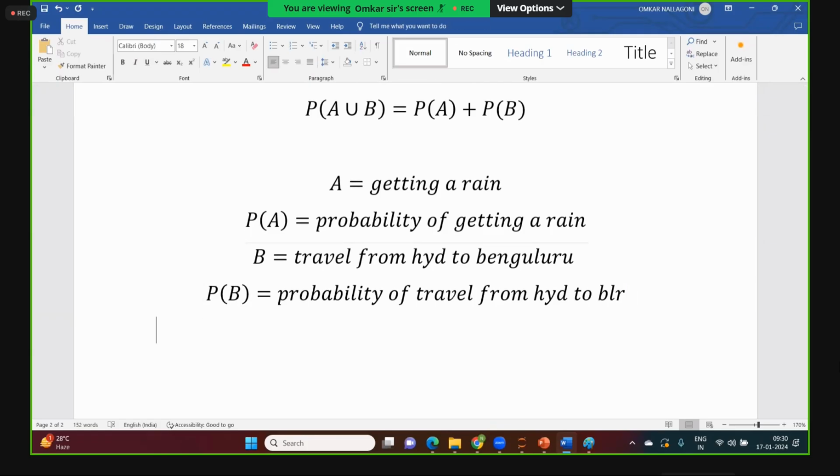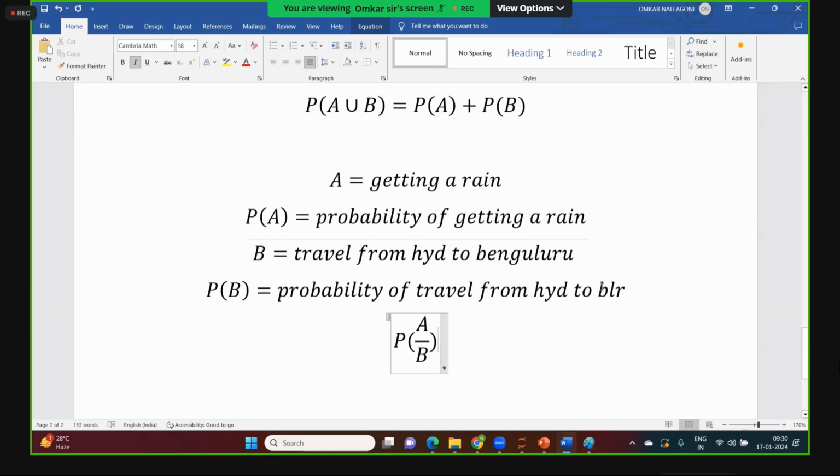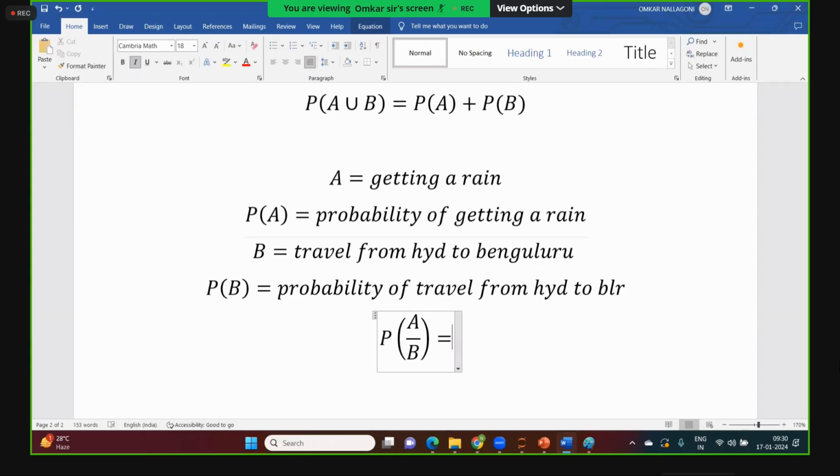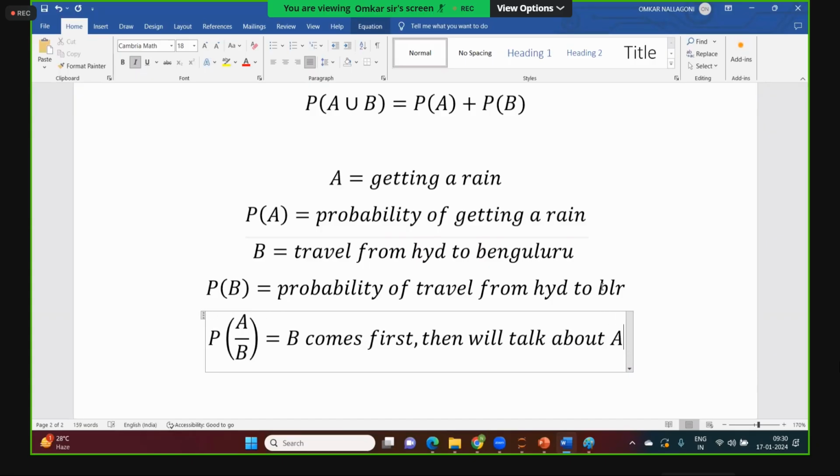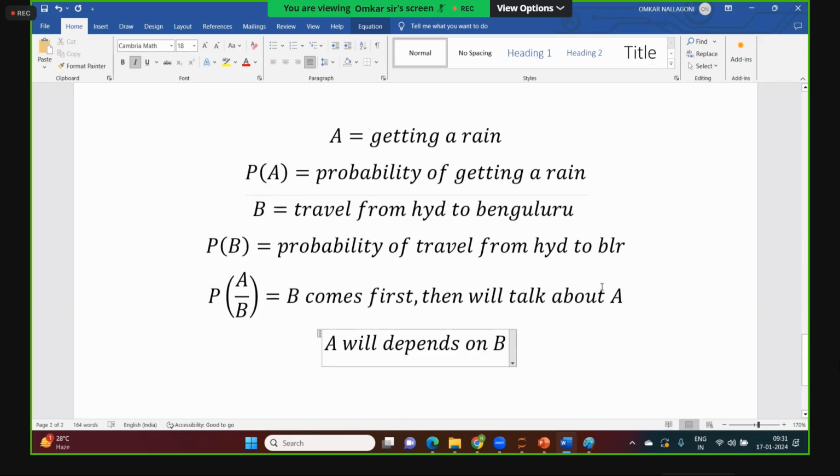Now, in the special case, P of A by B, which means B comes first, then we'll talk about A. B comes first, then we'll talk about A. That means your A will depend on B, and it is called conditional probability.